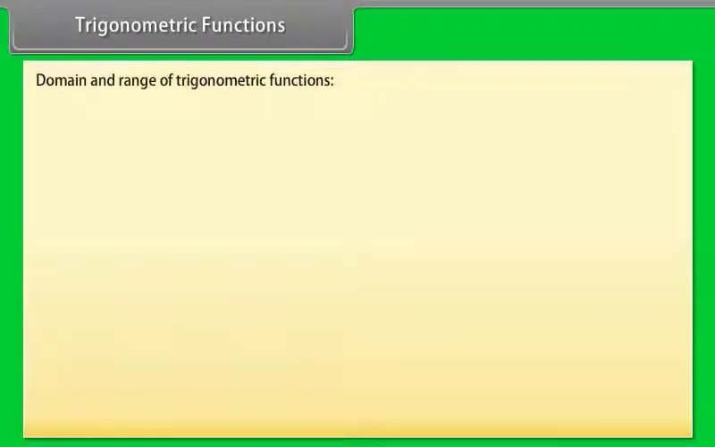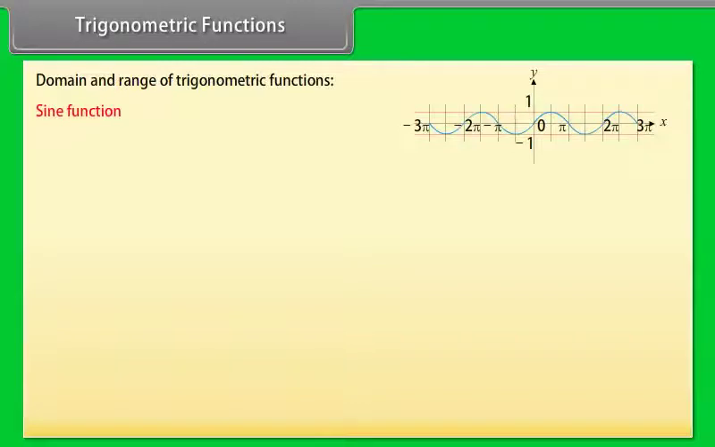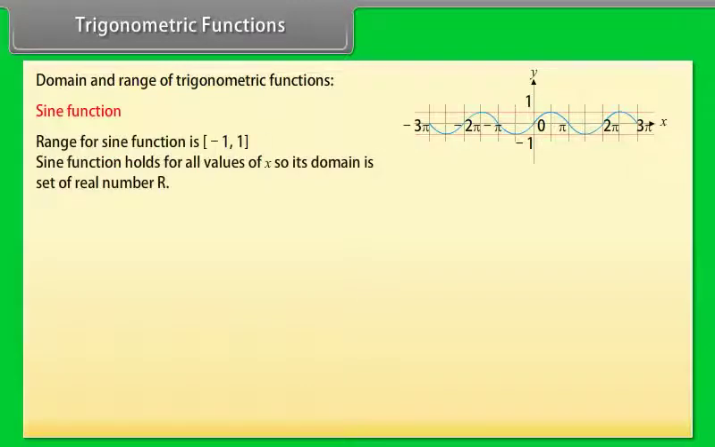Trigonometric functions. Domain and range of trigonometric functions. As we have studied earlier, the angle can be considered as a real number, so we denote the angle by x, not by theta. Sine function. Range for the sine function is -1 to 1. The sine function holds for all values of x, so its domain is the set of real numbers R.